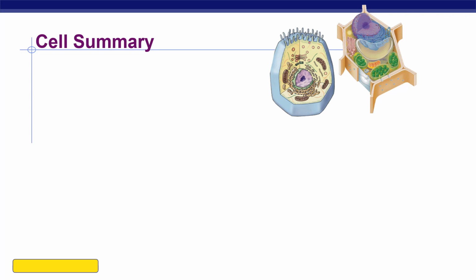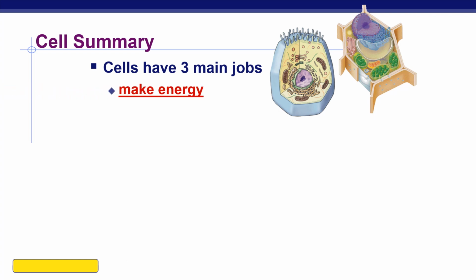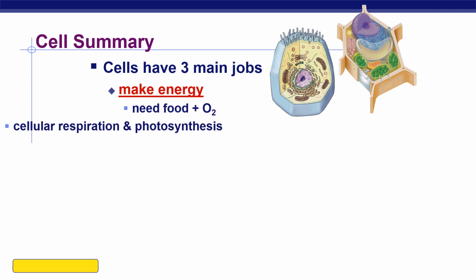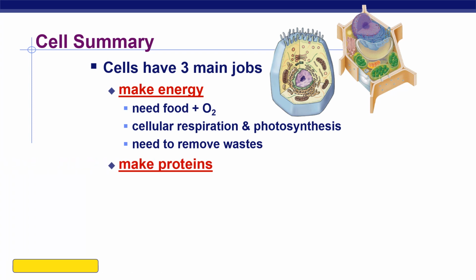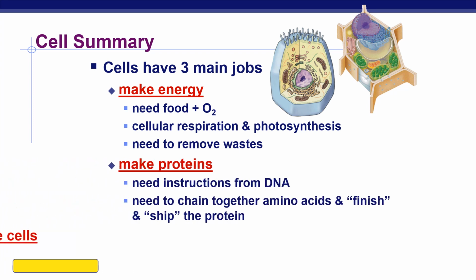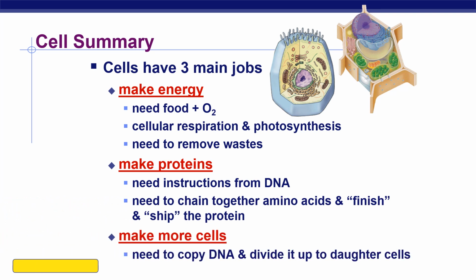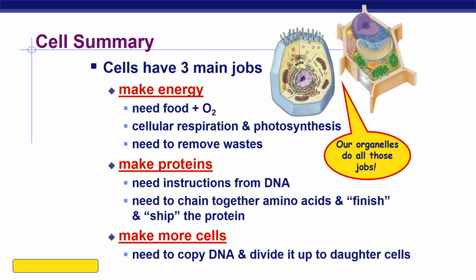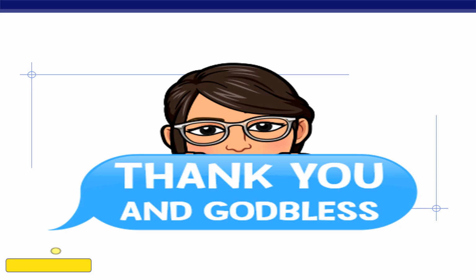So guys, to summarize our discussion for today, cells have three main jobs. It makes energy, it makes proteins, and it makes more cells. Okay? So that's what we call the cellular story.